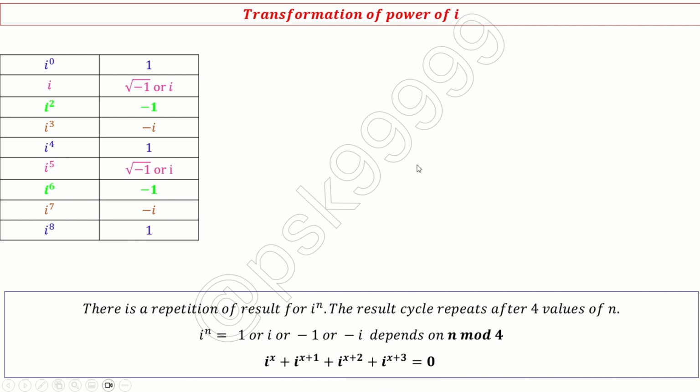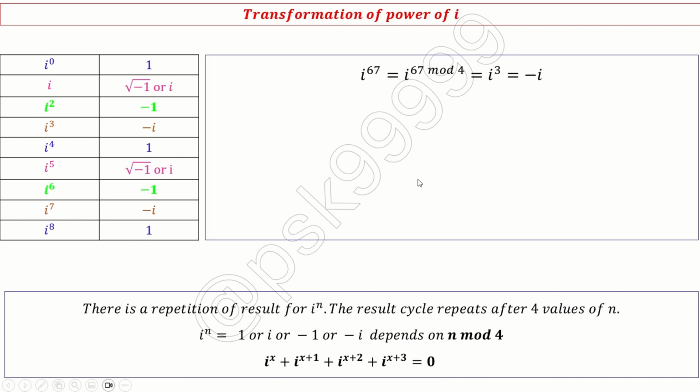What kind of problems can you solve with this? Most of the time you get i power some very big number. For example, you simply need to do i power 67 mod 4, which is nothing but i to the power of 3. i to the power of 3 is i square into i, which is minus i. Any big i power, you can convert into one of the values 1, minus 1, i or minus i. It cannot be 0.